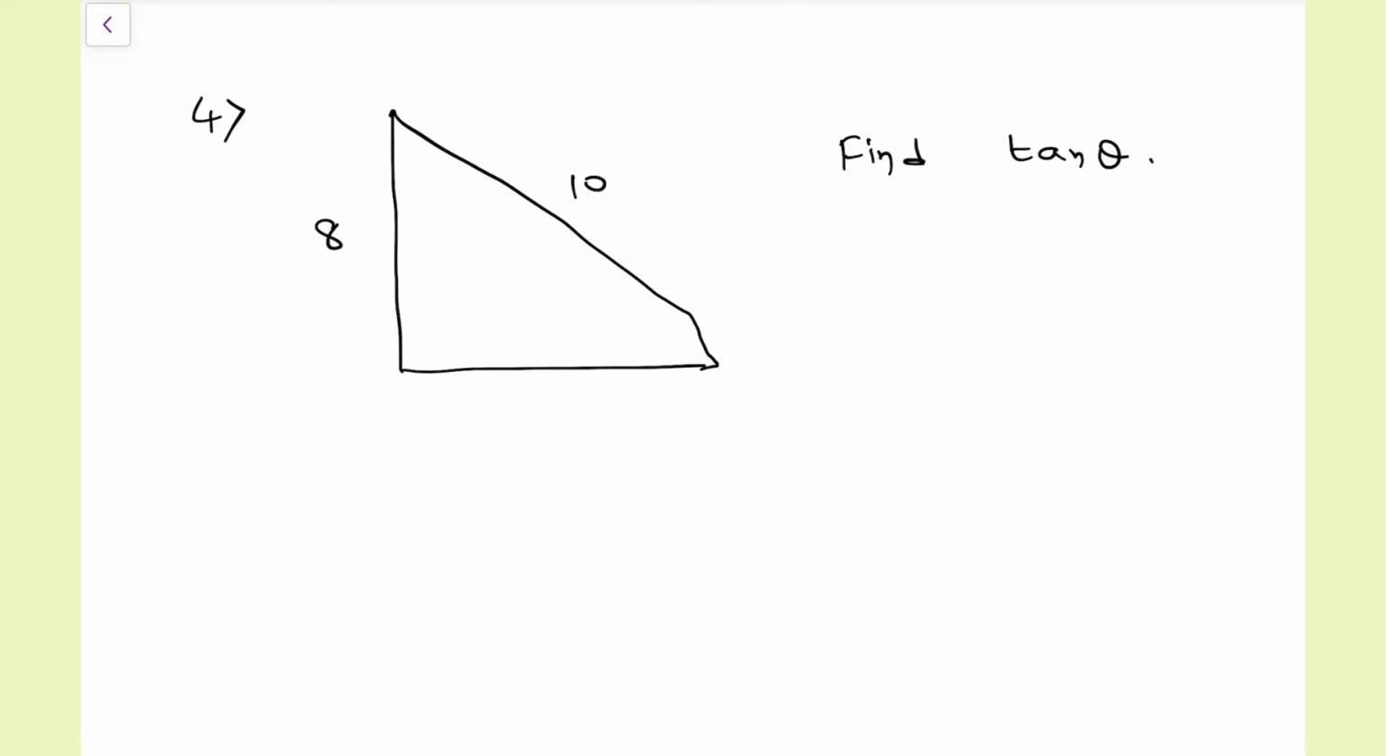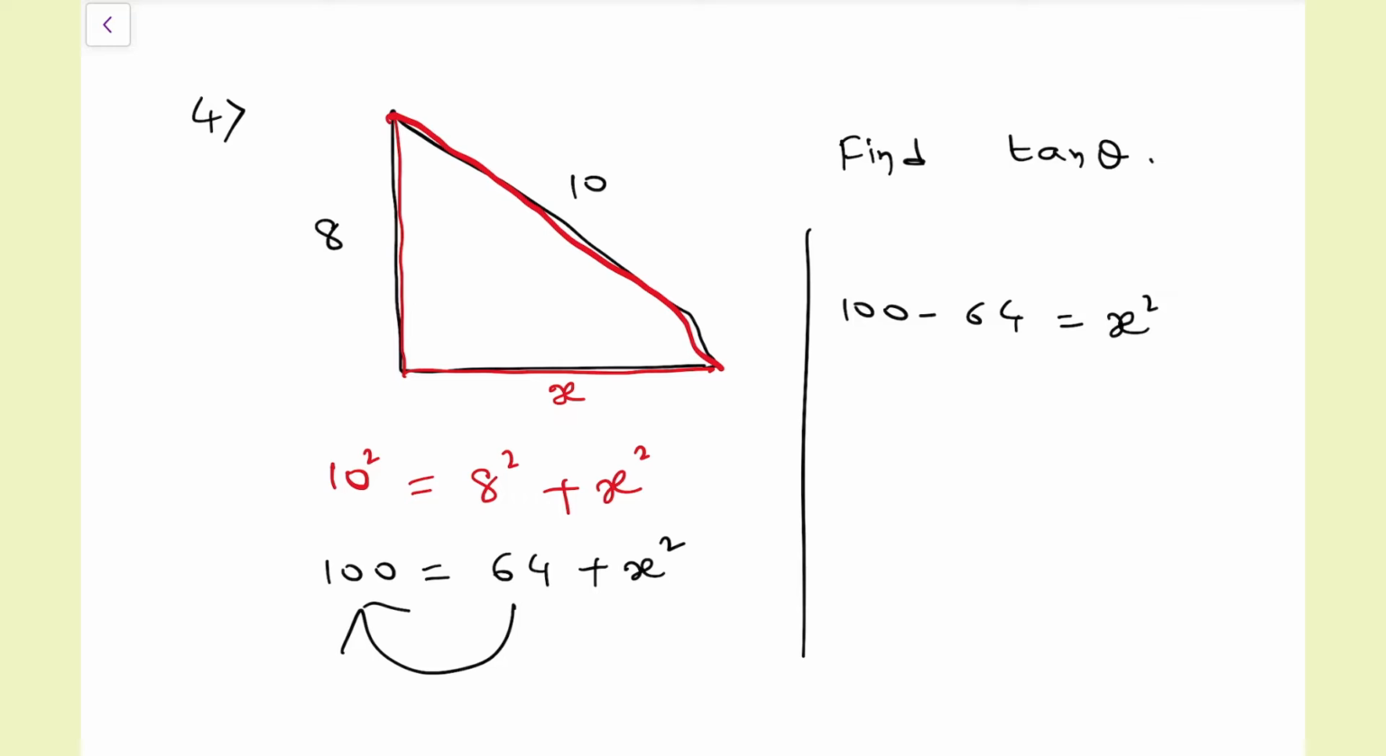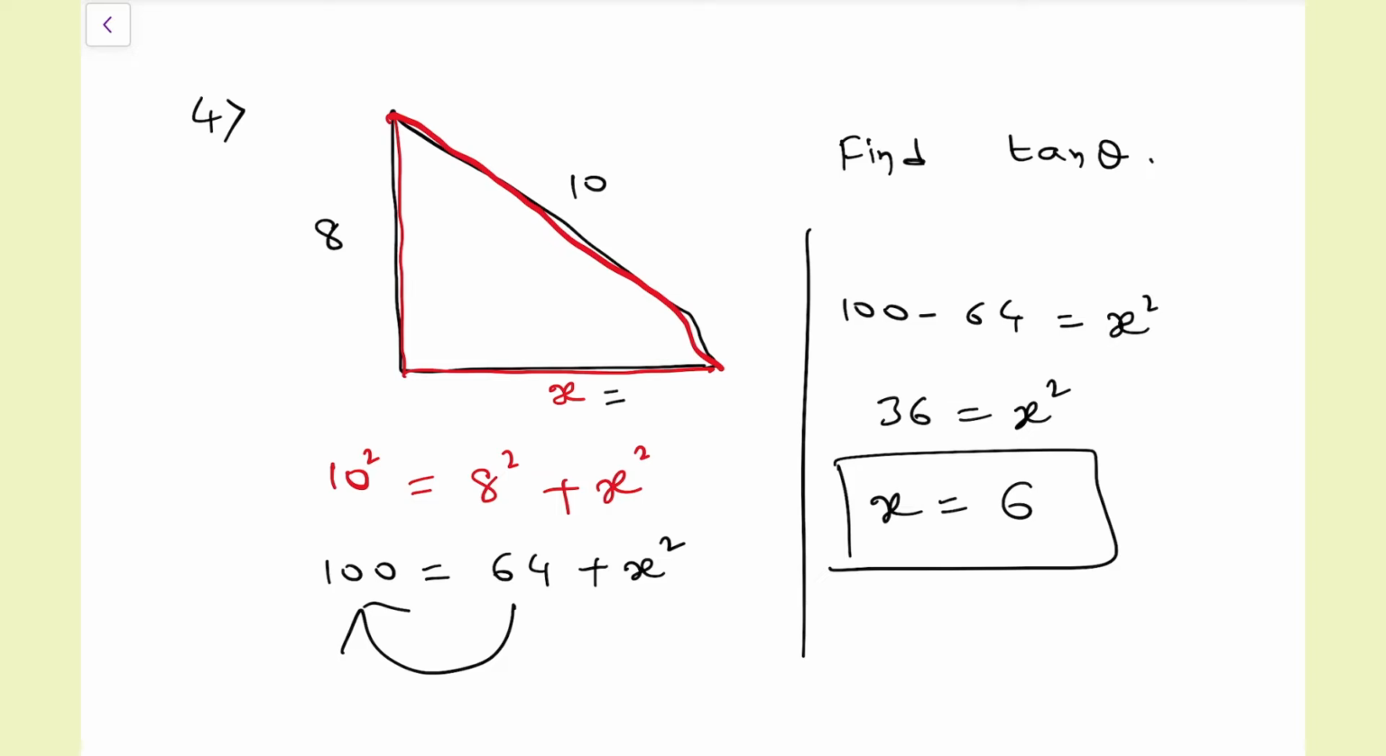What does Pythagoras theorem say? Hypotenuse square, that is 10 square, equals height square, that is 8 square, plus base square. Here base is missing, so I am taking it as some x. So x square. 10 square 100 equals 8 square 64 plus x square. Take 64 to the left side. So it will be 100 minus 64 equals x square. 100 minus 64, 36 equals x square. Then what will be the x value? 6, because 6 sixes are 36. So this base I got as 6 units.